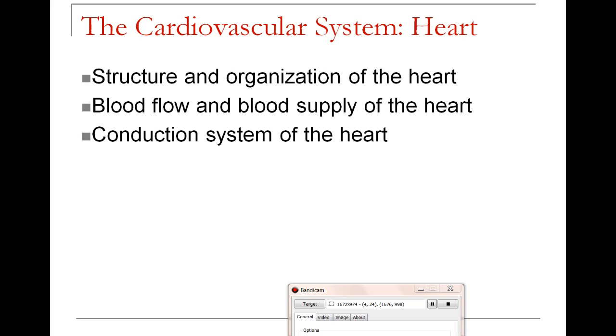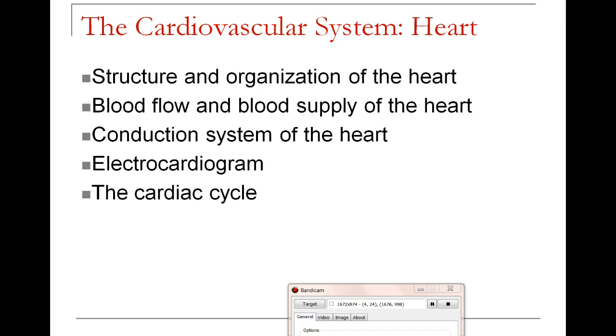The conduction system of the heart. So the conduction system is how the heart beats, what's stimulating it to beat. What an electrocardiogram is, basically the cardiac cycle and cardiac output.